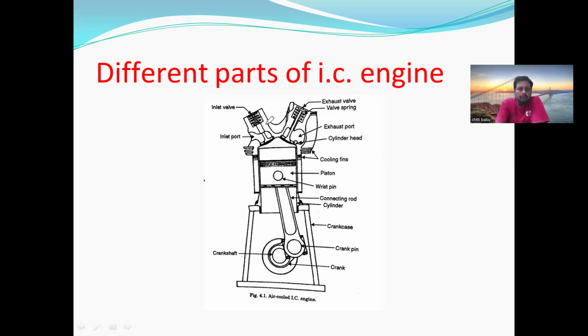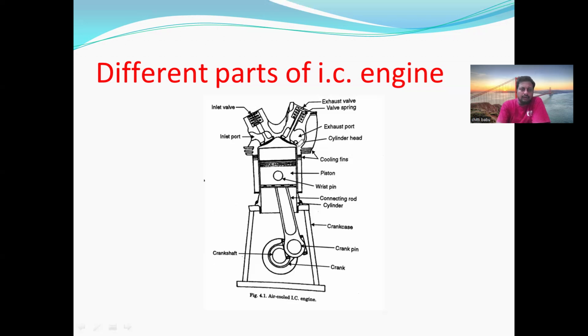Air alone comes into the engine cylinder. That air will be compressed during the compression stroke. Then fuel will be injected into the engine cylinder by the fuel injector. The air and fuel will be ignited, combustion takes place, and heat energy is liberated. Due to these hot gases expanding, the piston moves downward.